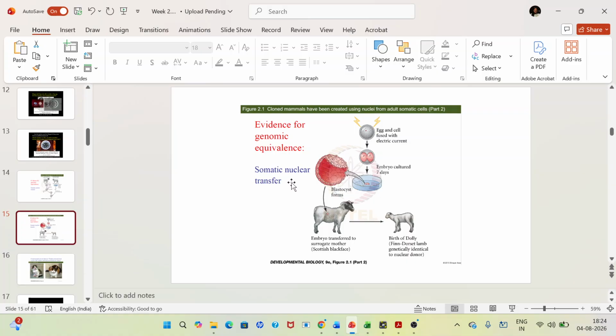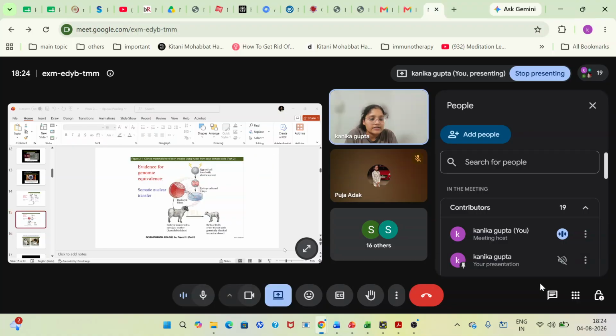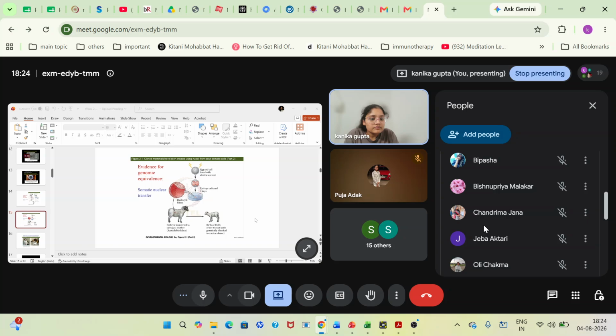So this again shows that the nuclei had all of the information, and it is the one which decides what kind of a phenotype will be seen in the organism. Okay.